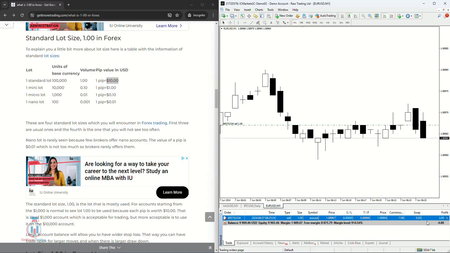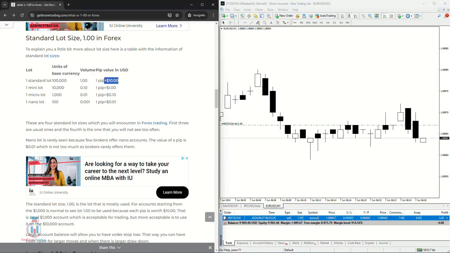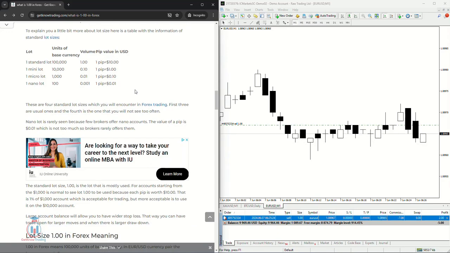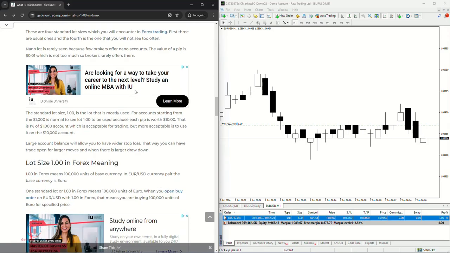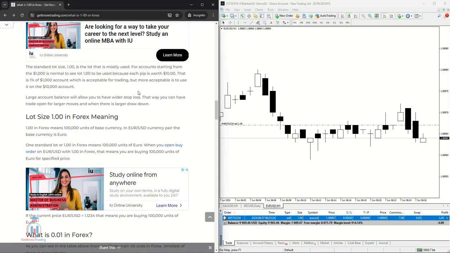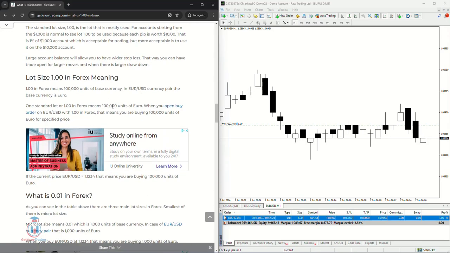So for example, currently my trade is in profit by $3, you can see that. And the price has changed from 67 to 64, which means 0.3 pips. And that means if you take a look and calculate 0.3 of $10 is $3. So 1.0 represents one standard lot. And that means 100,000 units of euro, which is a base currency.